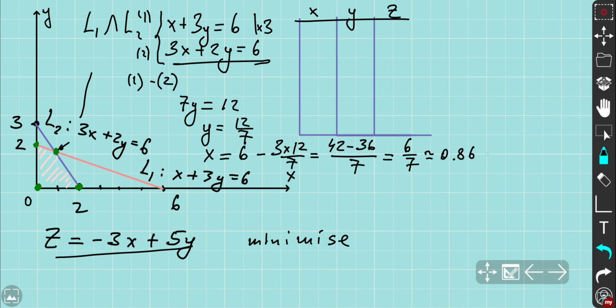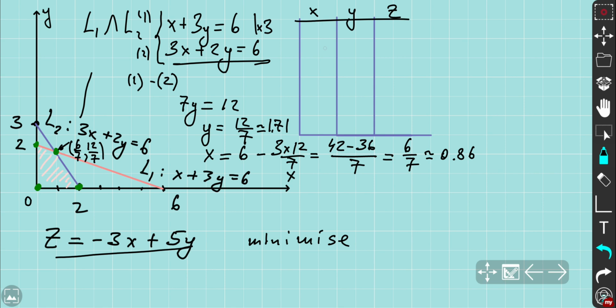So for y, we've got 12 over 7. It's going to be 1.71. Okay, yeah, it looks like so. If you estimate, it's going to be 1.71. So now we have 2 coordinates for the vertex, so we can mark it. The vertex coordinates are 6 over 7 for x, and for y, we have 12 over 7. So that's the coordinates.